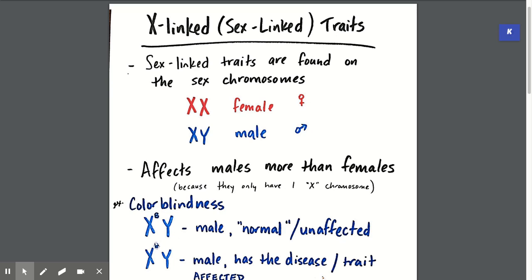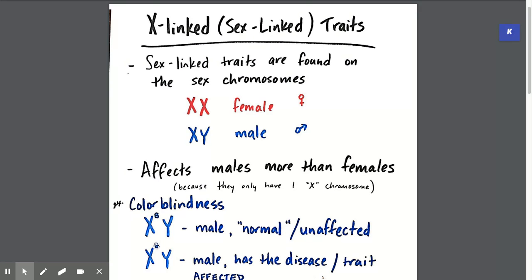Now, when we're talking about these X-linked or sex-linked traits, these are traits that are going to affect males more than females. And that should jump out at you and make you ask, why are males getting affected more than females? Well, that has to do with the fact that males only have one X chromosome.